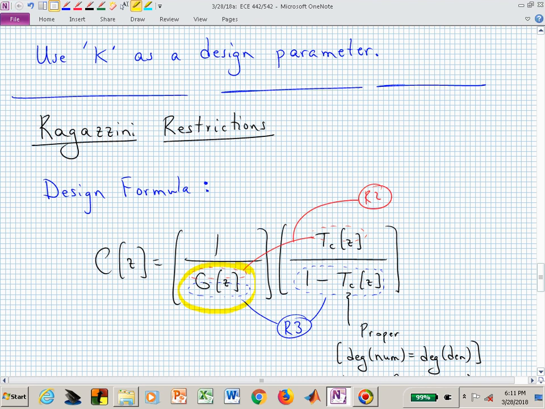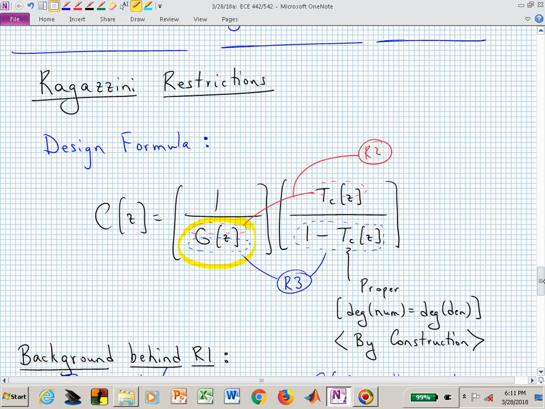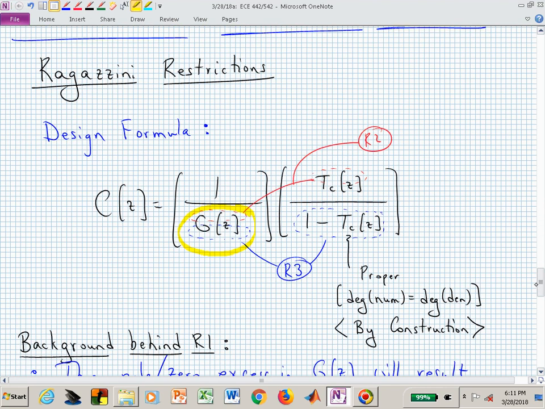Have I confused you completely? If I have, go home and start playing with unstable poles and zeros. And just play with one at a time and see if it starts to make sense as far as why are we messing with 1 minus t sub c, or why are we messing with the numerator of t sub c.